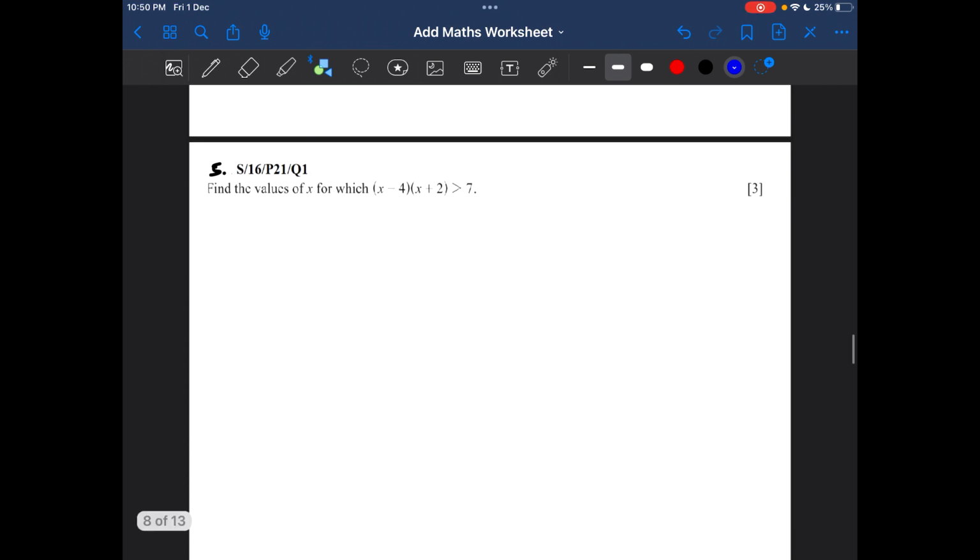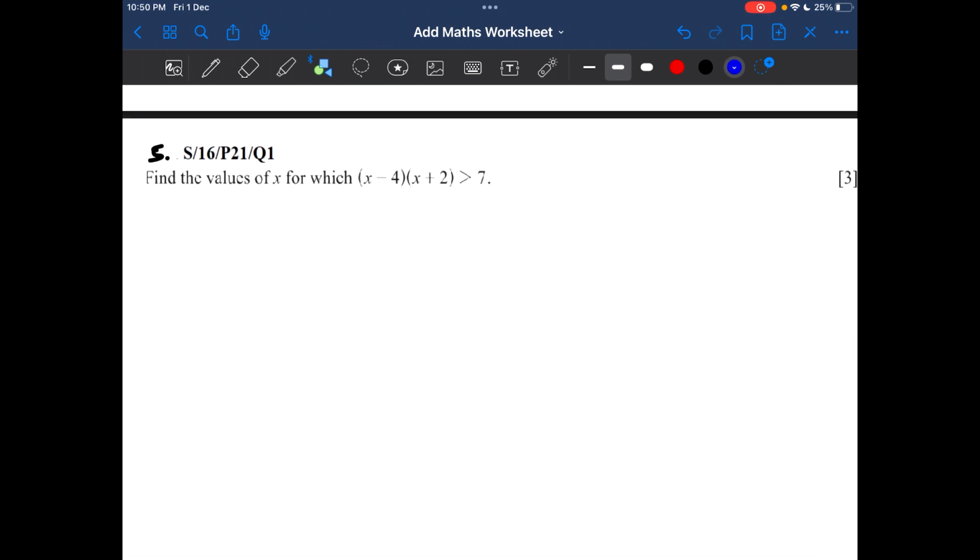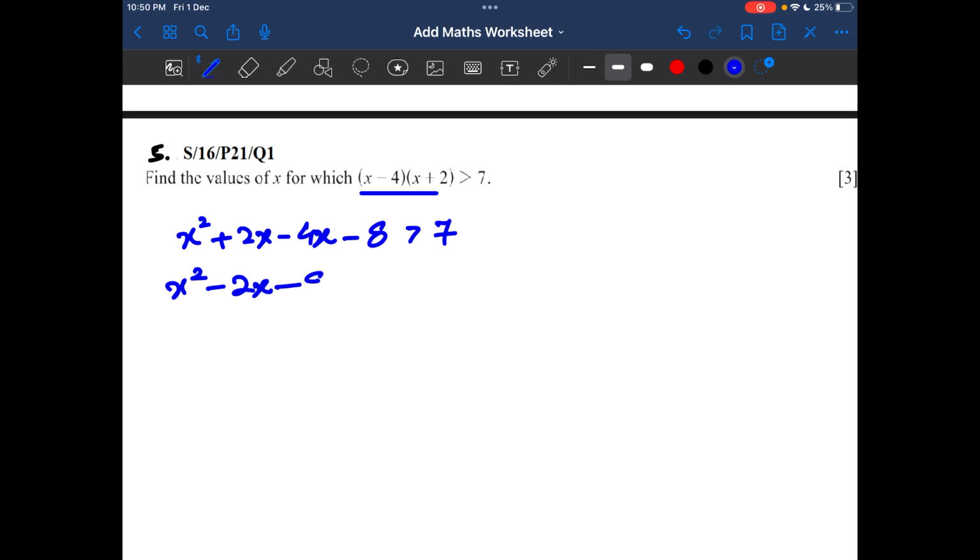All right, so let's move on to question number 5. This is again a quadratic inequality question. First thing first, we need to simplify it further. It will become x multiplied by x, x squared. x multiplied by 2 is 2x. Minus 4 multiplied by x is minus 4x. Minus 4 multiplied by 2 is minus 8, greater than 7. So x squared, 2x minus 4x is minus 2x. Minus 8 remains the same. Minus 7 on the left hand side, greater than 0. So I got x squared minus 2x minus 8 minus 7, which is minus 15.